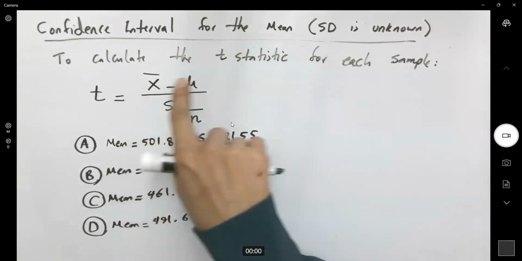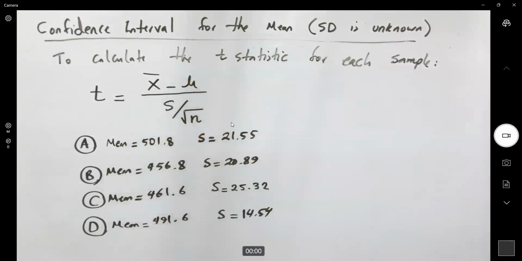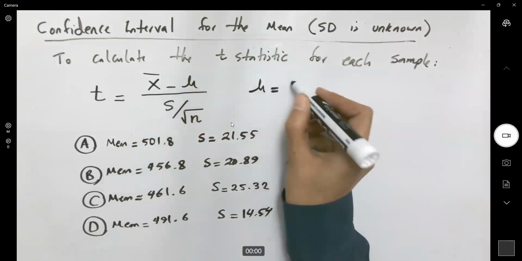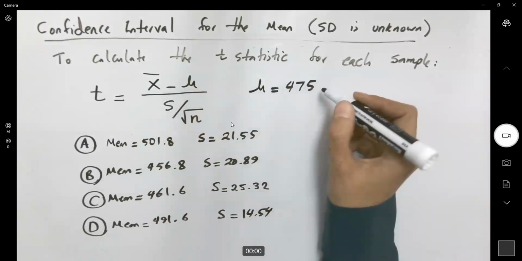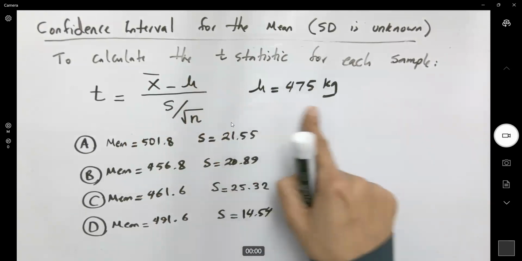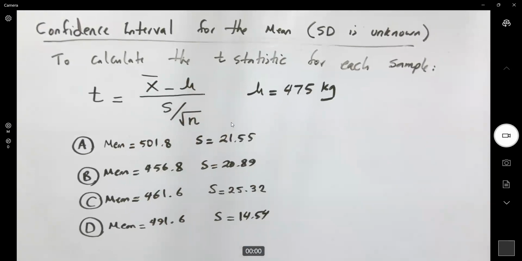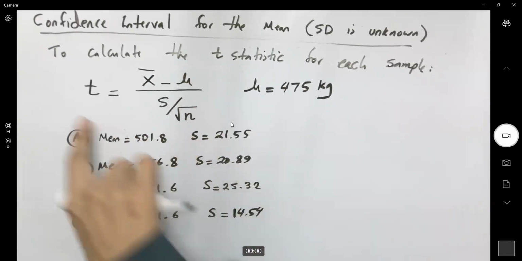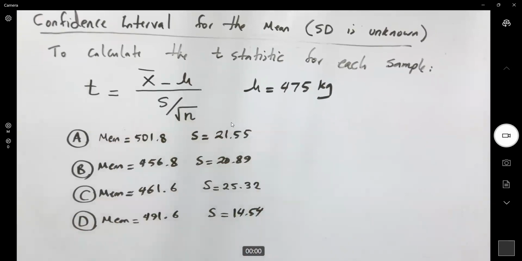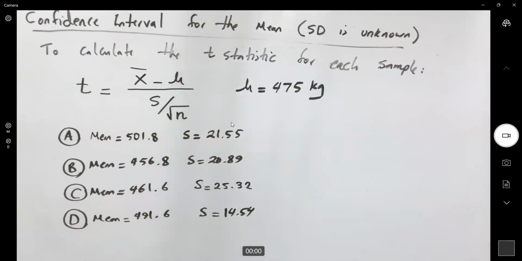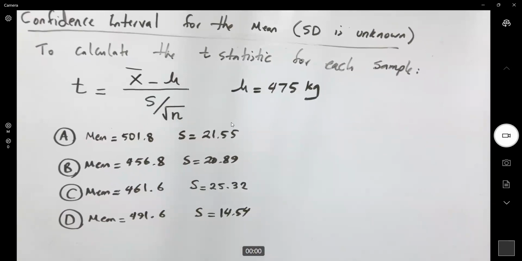Since on the numerator you need the mean of the population, you need to have the mu as well. Is the mu given to us? Remember that biologists estimated that the average weight of an adult male polar bear is approximately 475 kilograms. So we have the mean. Now we need to enter each of these numbers into this formula and calculate T for each one of them separately. So take a look at this.